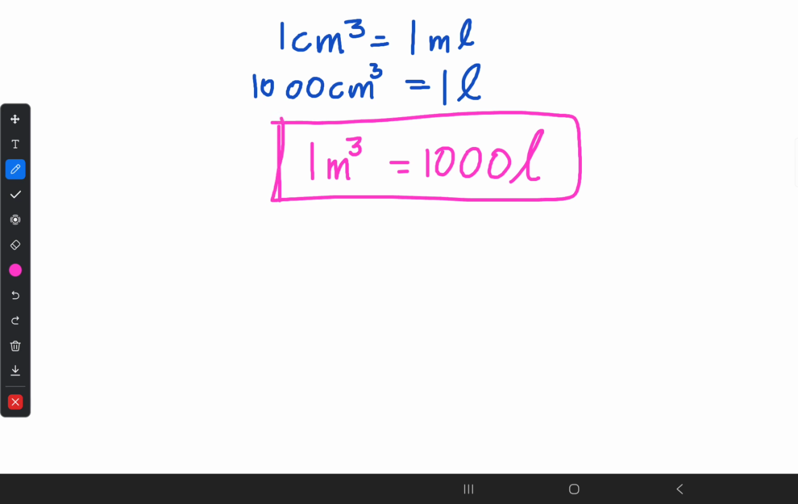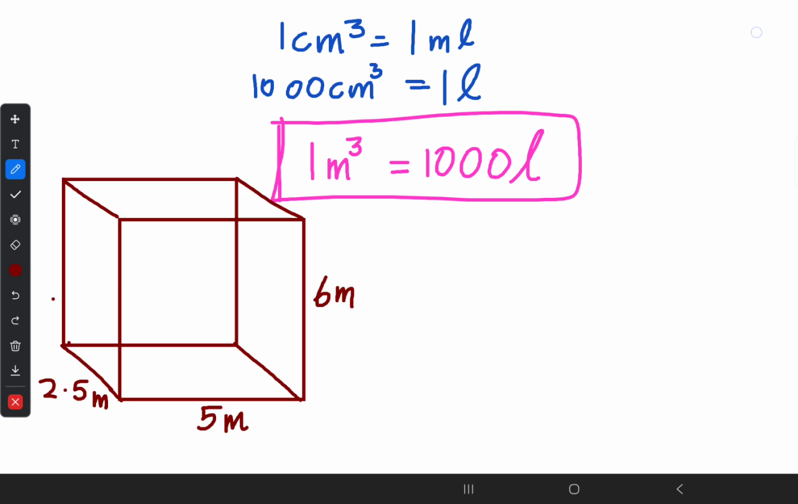Cubic centimeter to milliliter is 1:1. 1000 cubic centimeters to liter is 1 liter. But 1 cubic meter is a huge measurement, so it is equivalent to 1000 liters. For the given object, first find the volume, thereafter find the capacity in liters. Those are our questions.